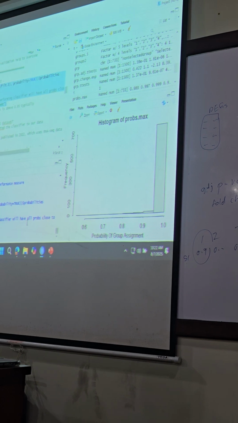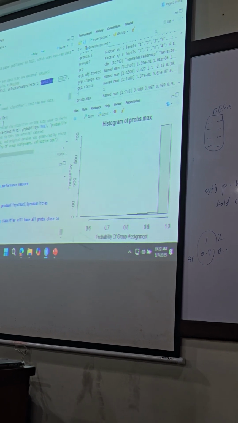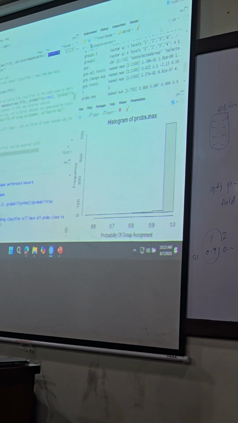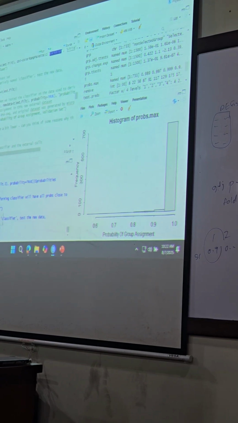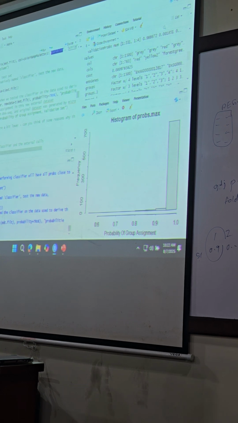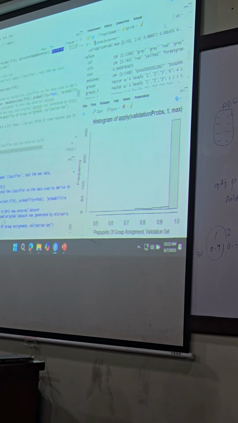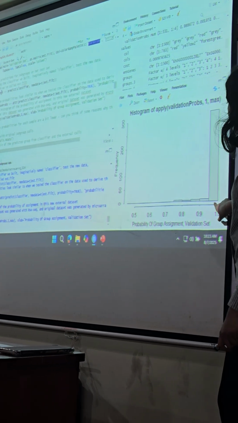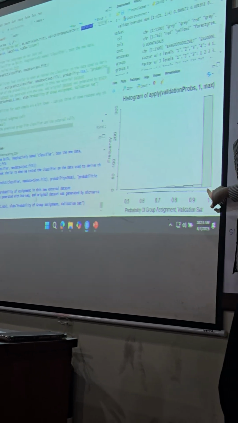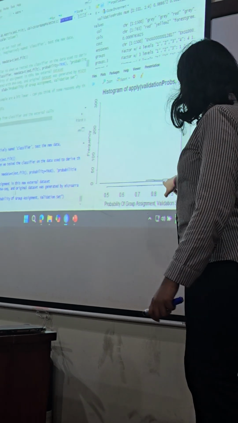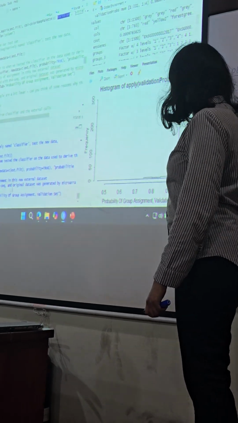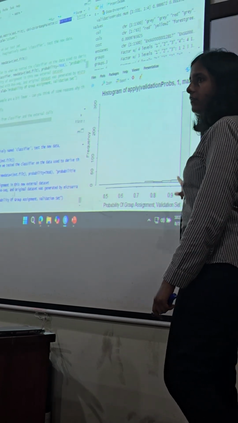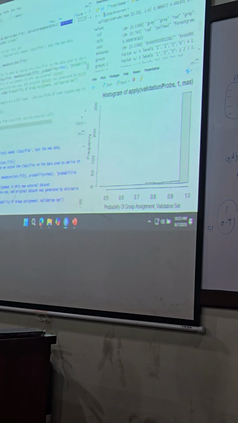Okay, so now we check for the external data set. You can check the heat map as well. I'm not going to do that. So it's the same thing. So this is the external data set. What can you say about the probabilities? The earlier one was between 0.8 and 1. This is between 0.75 and 1. A slight reduction, but that's fine, right?